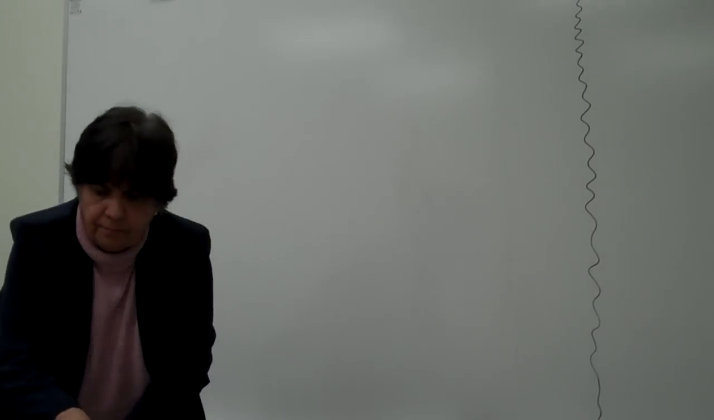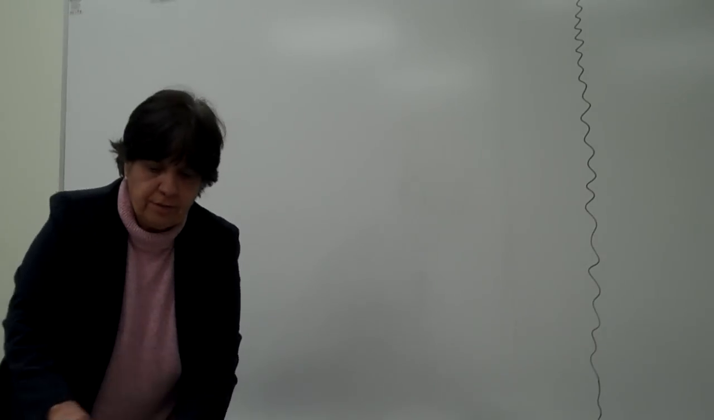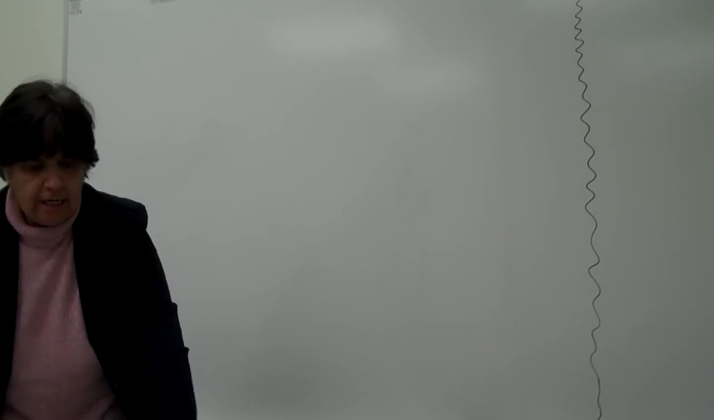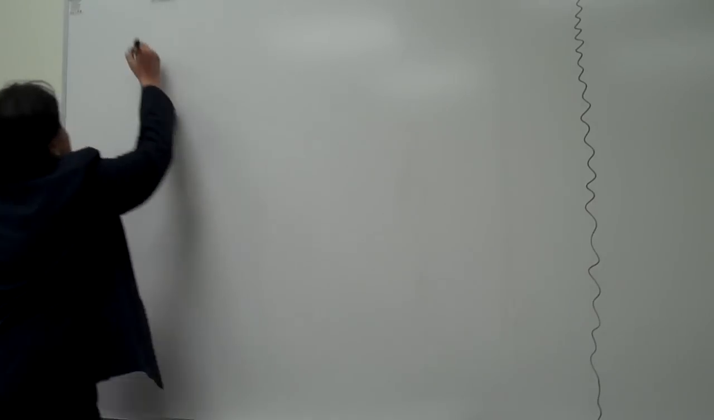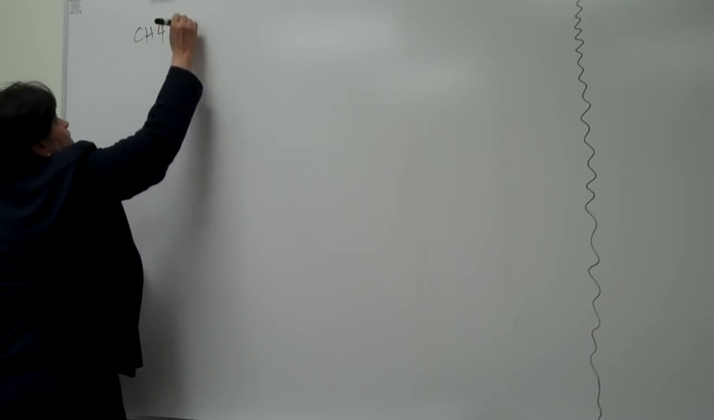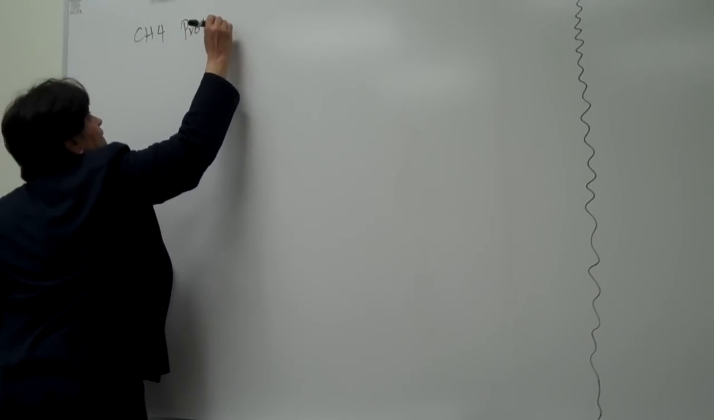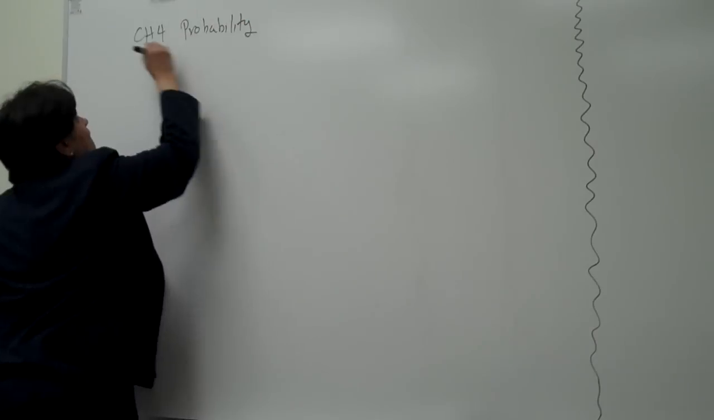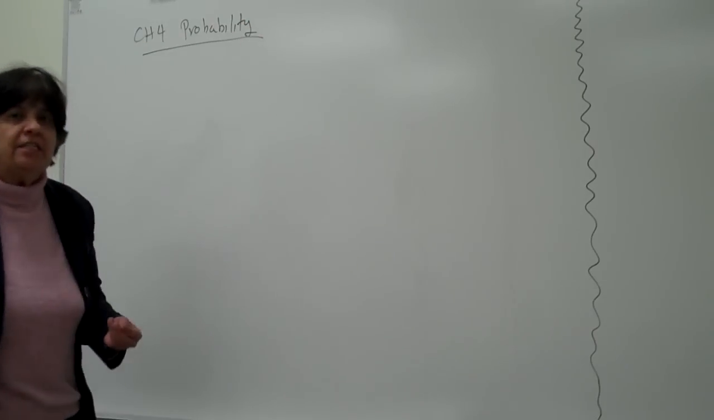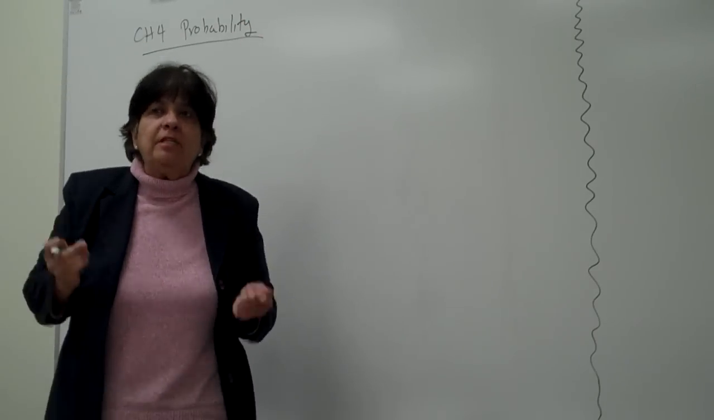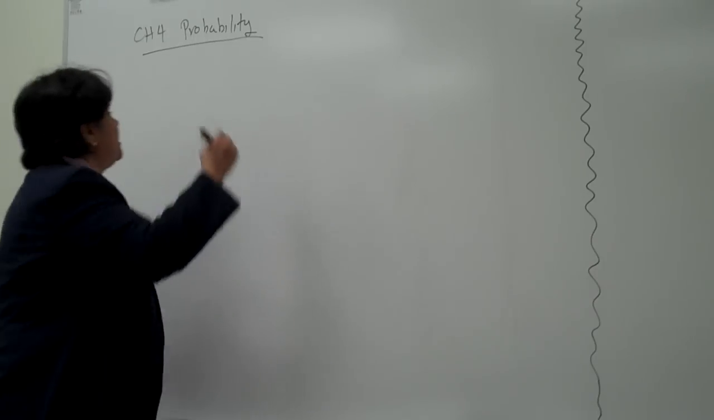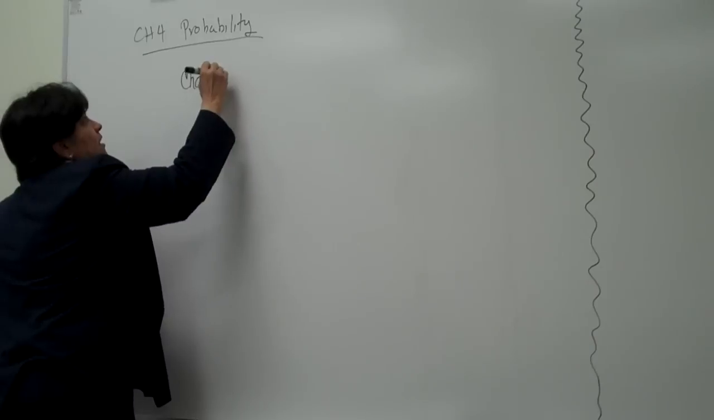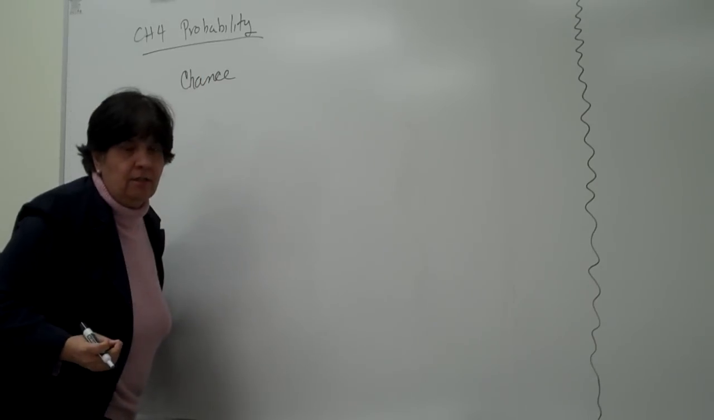Chapter 4. Chapter 4 is about probability. Probability, chapter 4. Okay, what is probability? Probability is nothing but a chance. It's a chance that something happens.